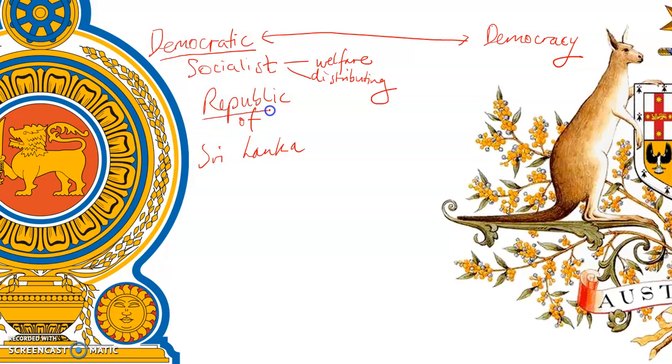This word republic, though, means that there is not a king or a queen. So while Australia is a constitutional monarchy, Sri Lanka does not have a monarchy. So that's one key difference that I can look at straight off the bat.